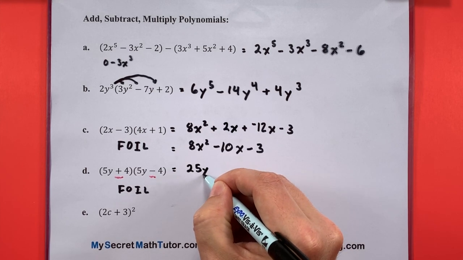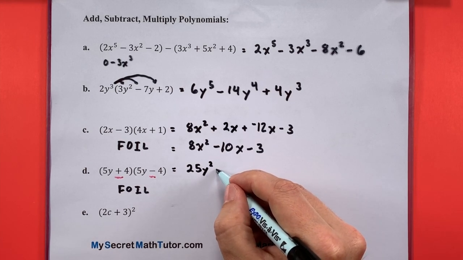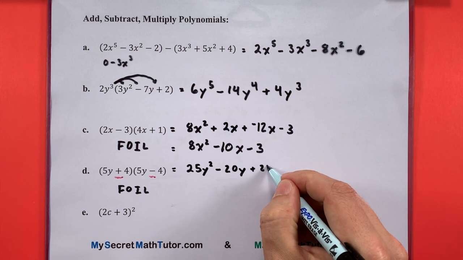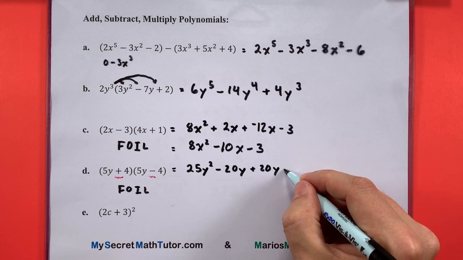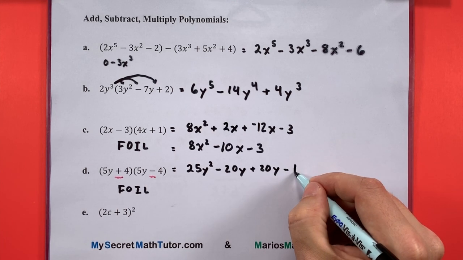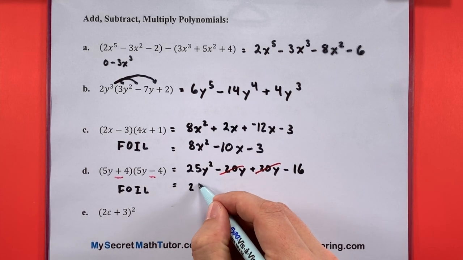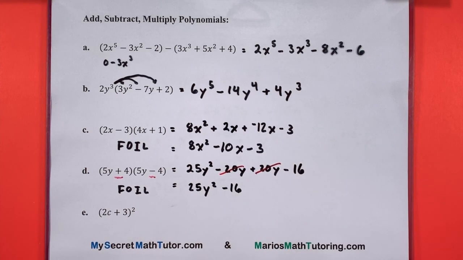With the first two terms, 5y times a 5y will give us a 25y squared. The outside will be a negative 20y, and the inside will be a positive 20y. So they're the same, except for opposite in sign. And the last term, 4 times 4 is a 16. Since one of them is negative, that'll give us a negative 16. The outside and inside terms will cancel away, since one is plus and one is minus, leaving us with just a 25y squared minus 16.